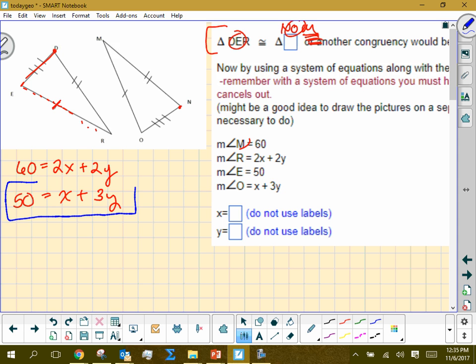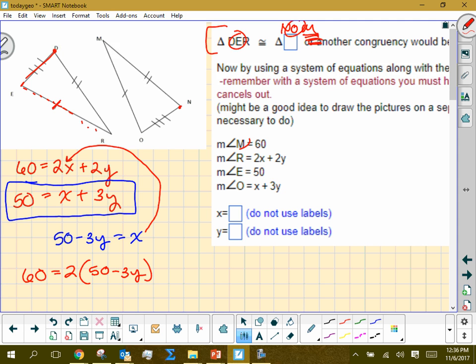I look at that equation, and I see that X is really easy to solve for, isn't it? Could I say 50 minus 3y is equal to X? Okay, so now, if I've solved for X, I'm going to take that and plug it back in to the other equation. So I'm going to take this X here and plug it in right there. But it's no longer X. I'm going to rewrite it as 50 minus 3y. So I get 60 is equal to 2 now times my X, which is 50 minus 3y, plus then 2y.